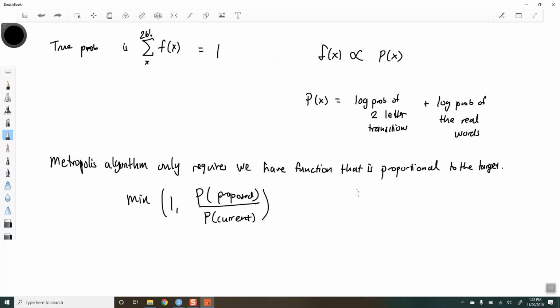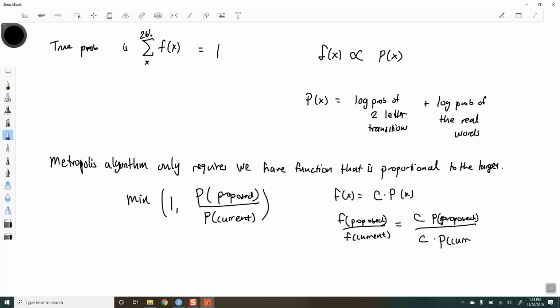A function that is proportional to target, because if we say f of x is equal to c times p of x, then f proposed divided by f current is c times p proposed divided by c times p current, and these things cancel. So even though this constant is unknown to us, it doesn't matter, because in the Metropolis algorithm, the probability of moving only requires things that are proportional.